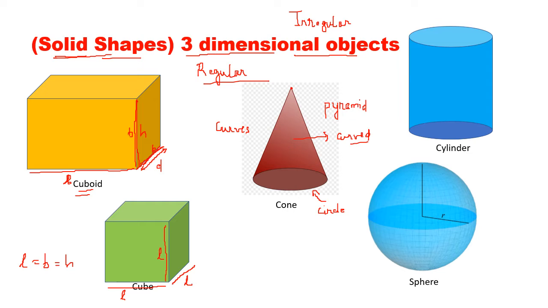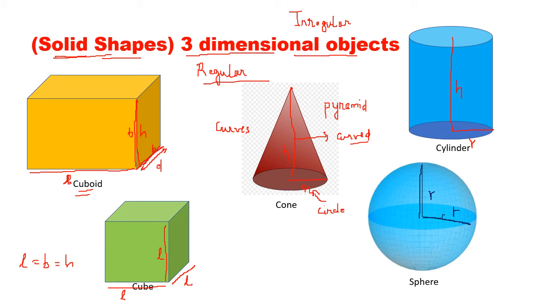For example, this cone has a fixed radius r and a fixed height h. The sphere has a fixed radius r. This is also the radius r. The cylinder has a fixed radius r and a fixed height h.